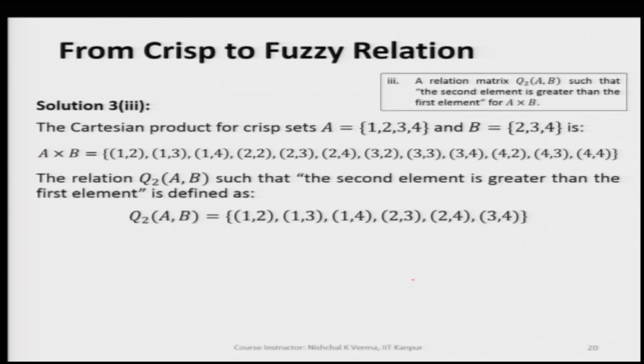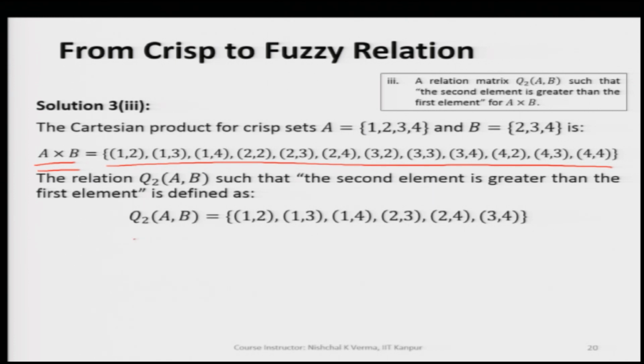Next is when we apply the second condition that was given, and this relation set is represented by Q2 A comma B. So, we already have the set of the Cartesian product of set A and B here, and now we look for the pairs which satisfy this condition. What is this condition? Condition is that the second element is greater than the first element.